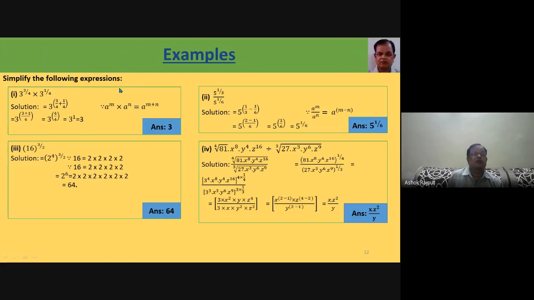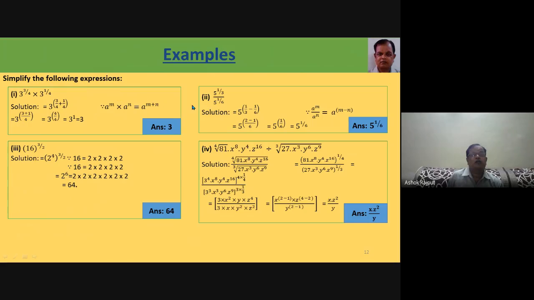Simplify the following expressions, such as 3 raised to the power 3 by 4 into 3 raised to the power 1 by 4. Here we see the base is the same, so we will add the powers as we have studied already. We know a raised to the power m into a raised to the power n equals a raised to the power m plus n. As we have added, we take the LCM and find the sum, and it will be 3 raised to the power 3 plus 1 by 4, then 4 by 4, we can write 4 by 4 as 1, equal to 3 raised to the power 1 equal to 3. So after solving, we get the answer. Its value is 3.